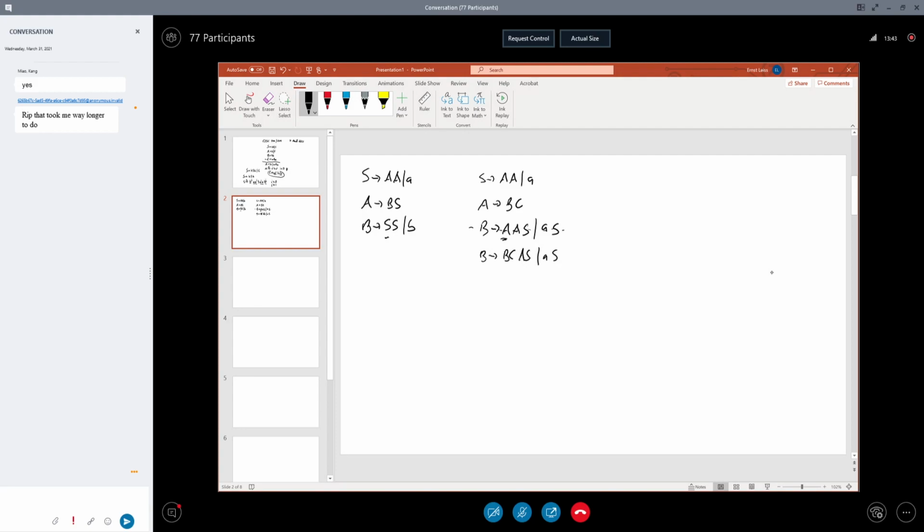Now we have to do immediate left recursion elimination, so that gives me B goes to bAS or bASB prime. And B prime is CAS, CAS B prime, AS or AS B prime. So now we have S, we have A, and we have B and B prime. This is where we are.